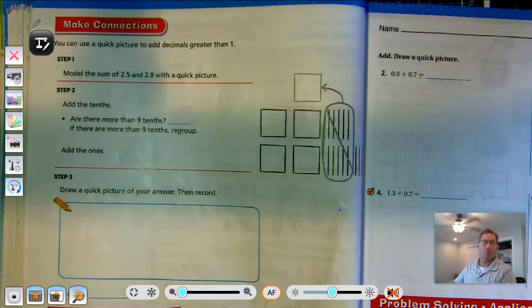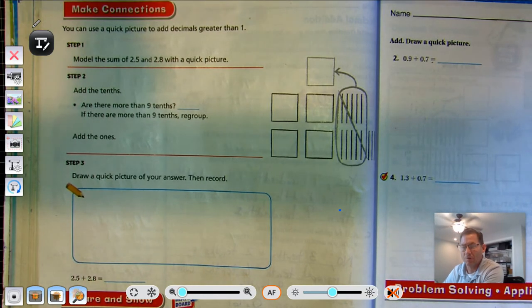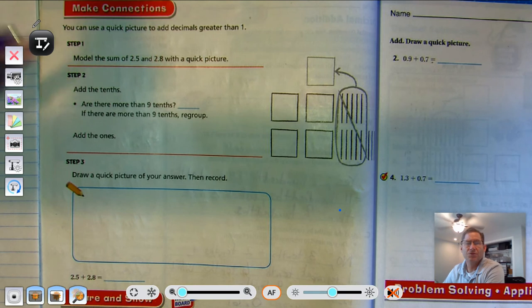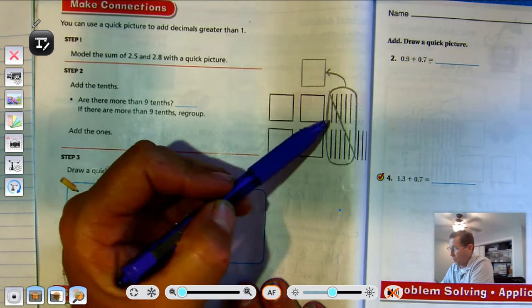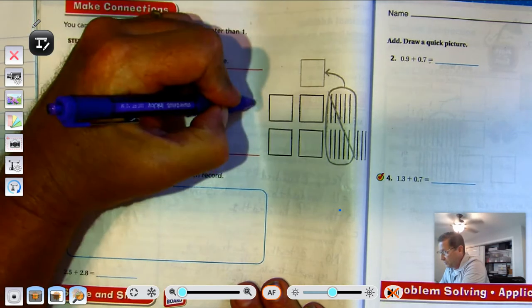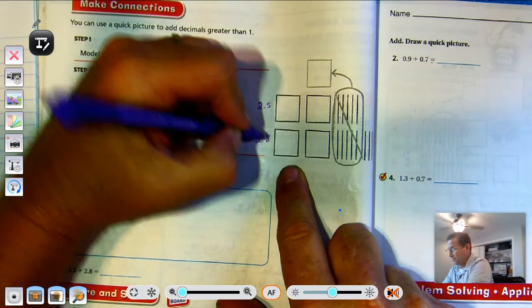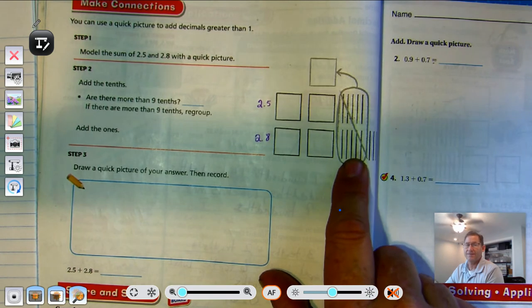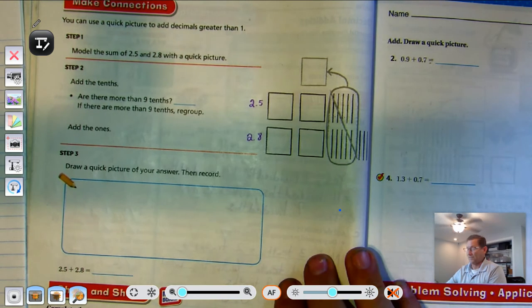All right, so you can use a quick picture to add decimals greater than 1. It's very similar to what I already showed you with modeling if you didn't have base 10 blocks. So model the sum of 2 and 5/10 and 2 and 8/10 with a quick picture. So here we have 1, 2, 1, 2, 3, 4, 5. So this is 2 and 5/10, straight across. And then 2 and 8/10. 1, 2, 3, 4, 5, 6, 7, 8/10. Okay, so that's the model.